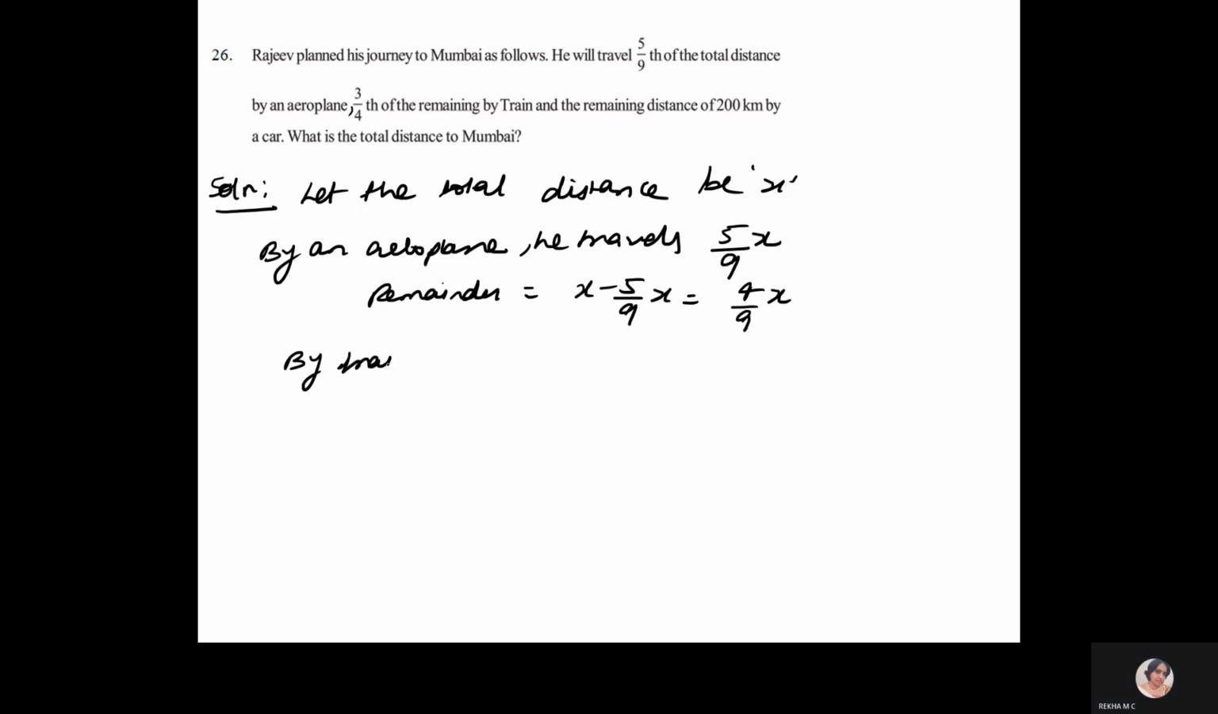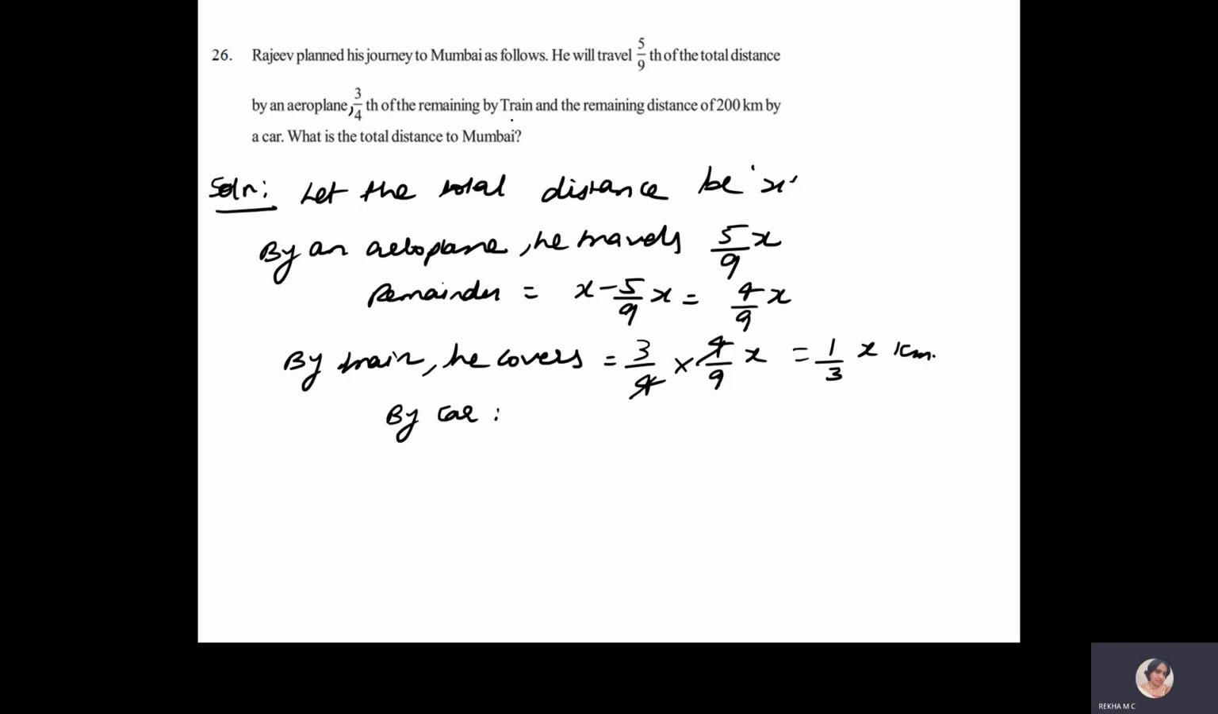By train, he covers 3/4 of the remaining, that is 3/4 into 4/9x. 4 get cancelled, so 1/3x kilometers. So by car, 200 kilometers.